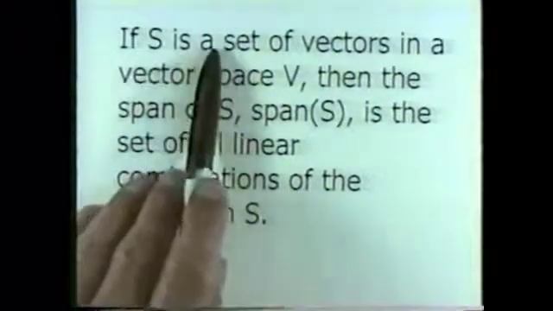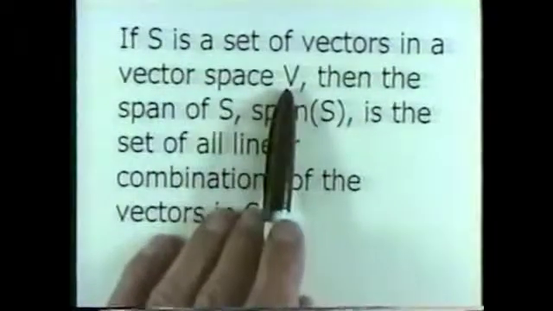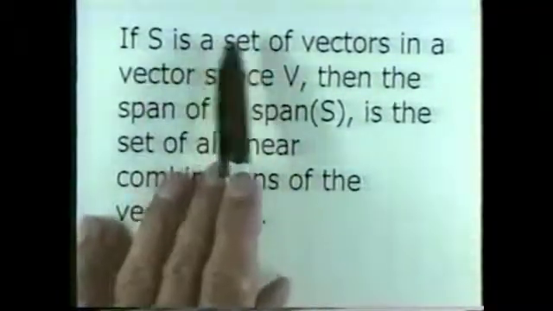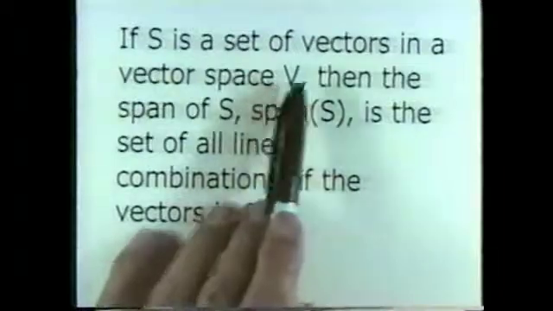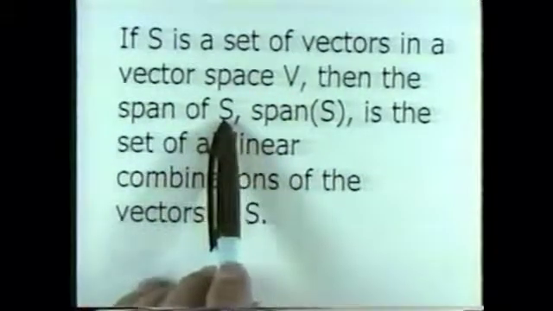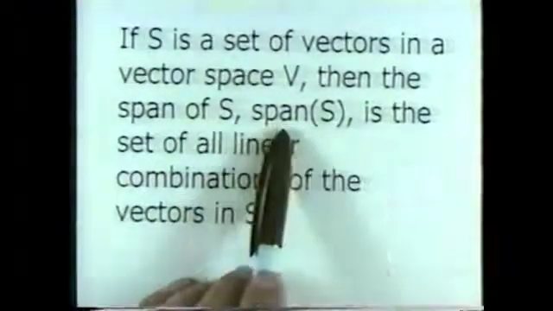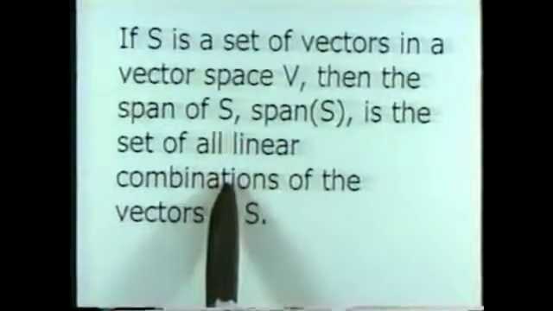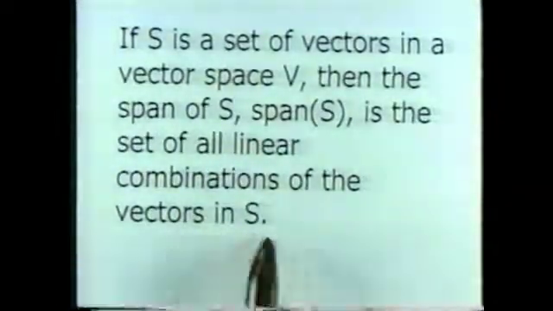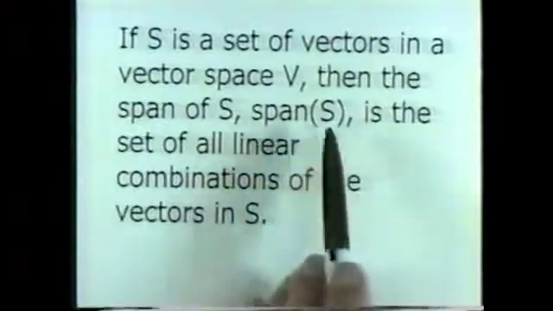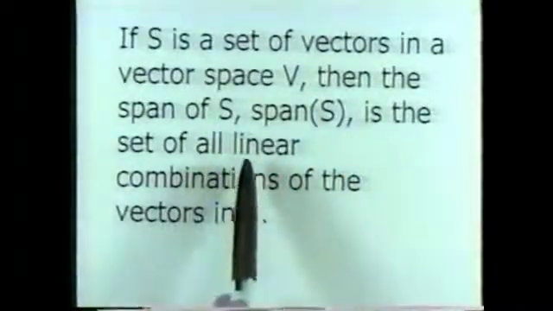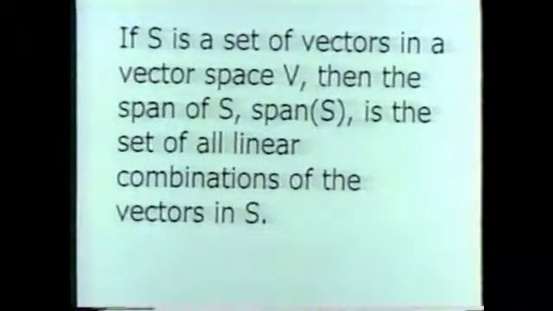If S is a set of vectors in a vector space V, then the span of S, denoted by this symbol, is the set of all linear combinations of the vectors in S. So the span of S is the set of all linear combinations of the vectors in S.